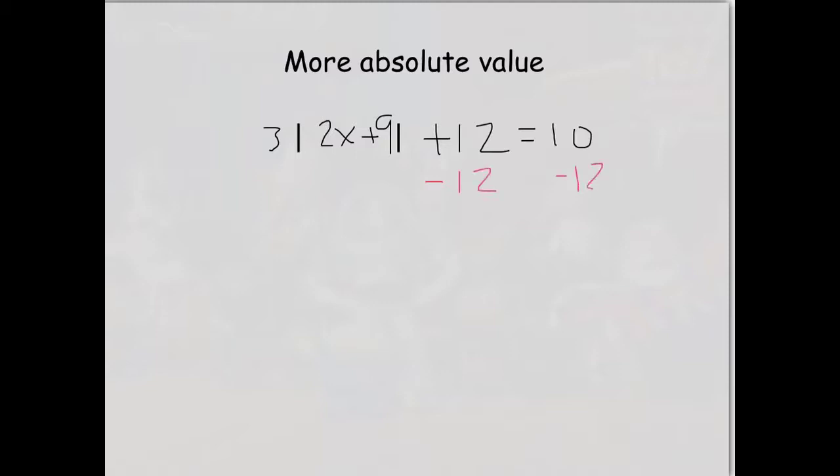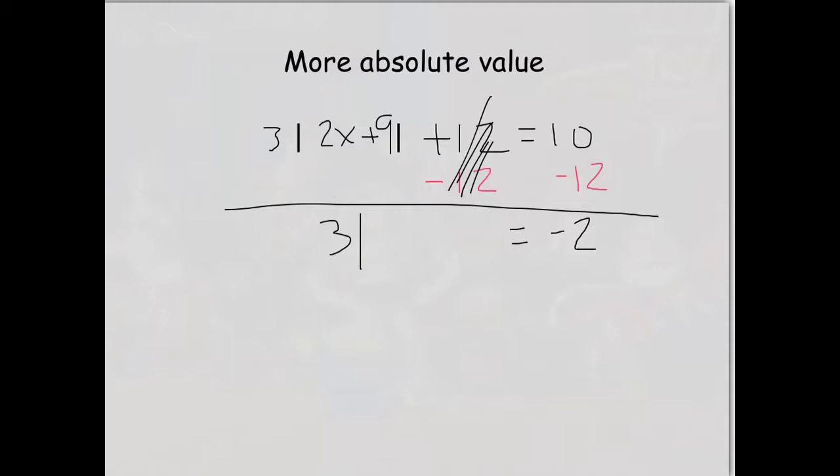Whatever you do to one side, you've got to do to the other side. So over here, 10 minus 12 is negative 2. And this is gone, so then we have 3 times the absolute value of 2x plus 9.